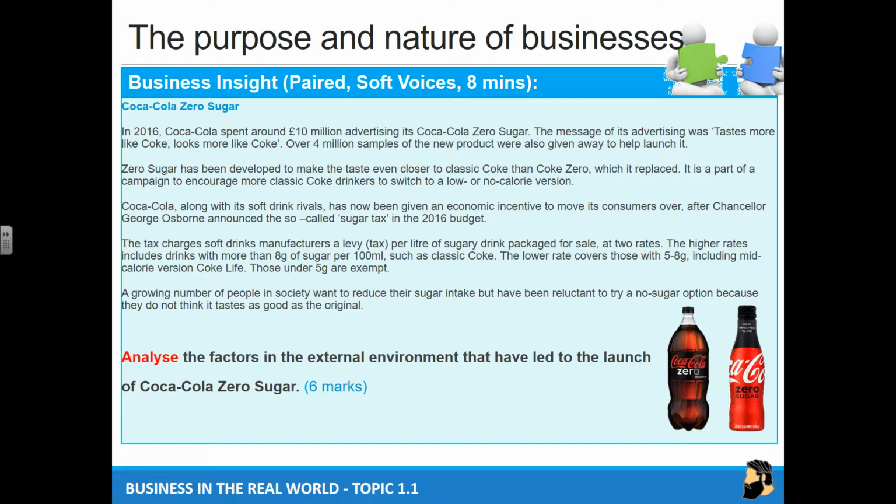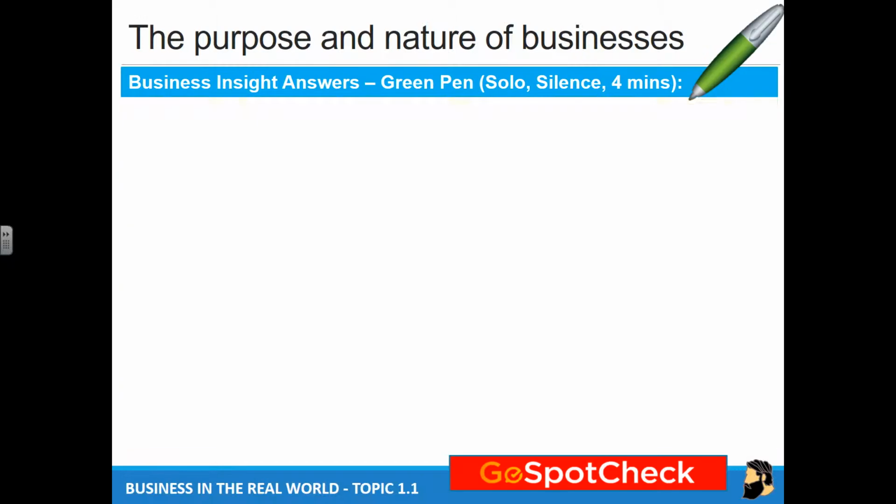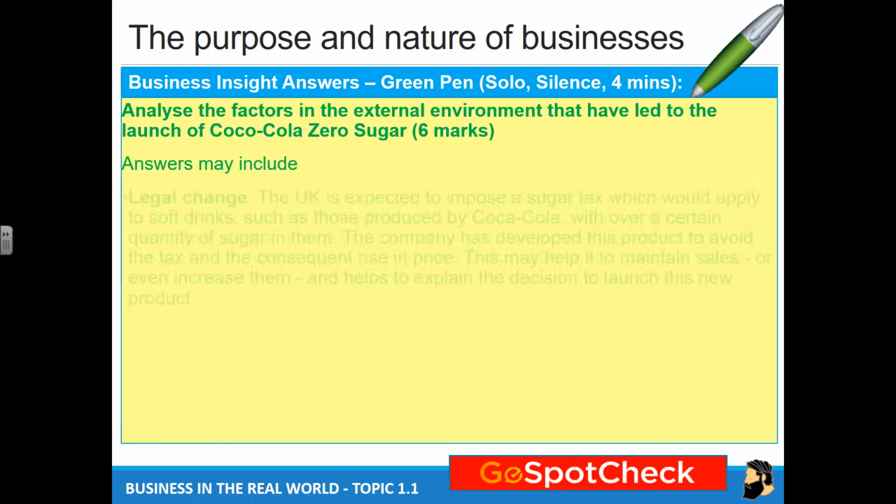Okay, so you should have had the opportunity now to answer this question. You should have at least a paragraph or 2 to answer this. So 1 paragraph giving you 3 marks, so 3 marks in each, so 2 paragraphs. Let's have a look at the model answer. So this is what is suggested.